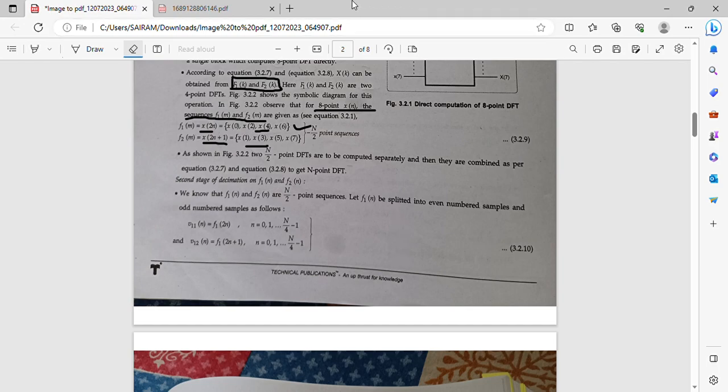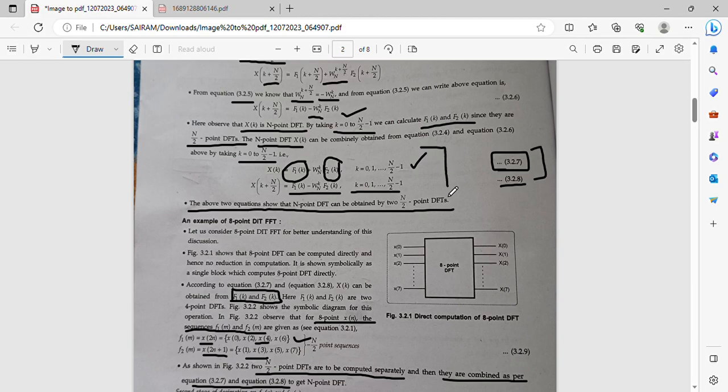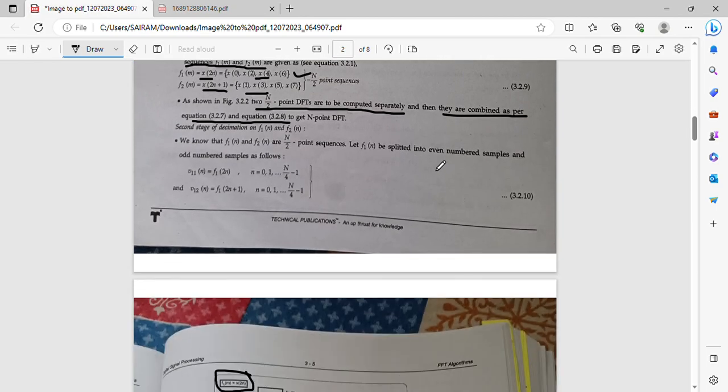So this is what you got to understand, right? Now in figure 3.22, two N by 2 point DFTs are to be computed separately and they are combined as per equation 3.2.7 and equation 3.2.8 to get the N point DFT. So here I told you that we are going to have two N by 2 point DFTs separately, that is 4 point DFTs separately, and you are going to combine as per these two equations to get the N point DFT, right?